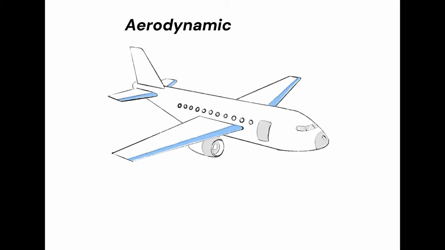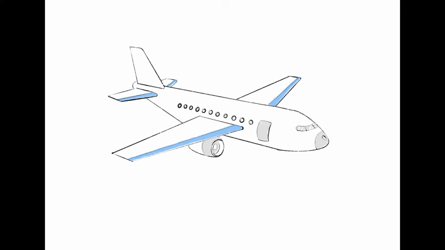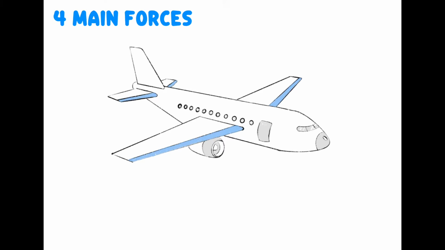Welcome! Today we will discuss the aerodynamics of a plane and how they fly. The concept is fairly simple. There are four main forces you need to focus on: lift, gravity, thrust, and drag. Each plane uses these forces to get off the ground and be able to fly.